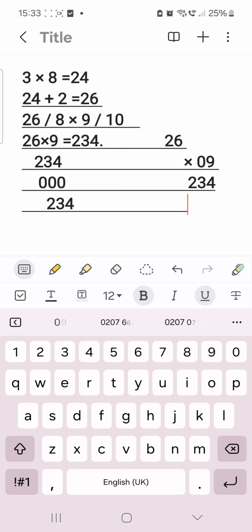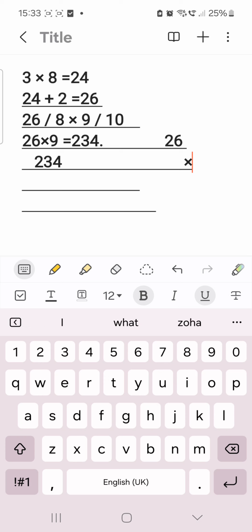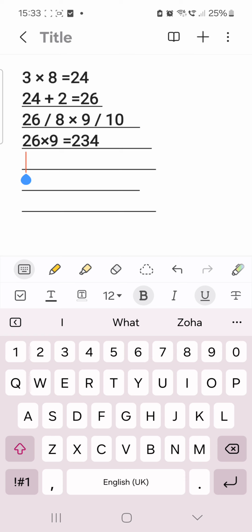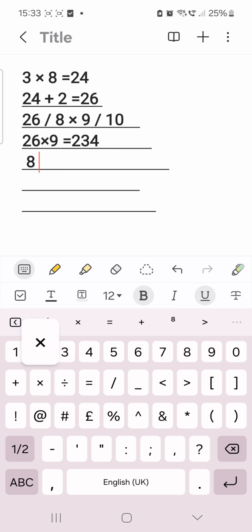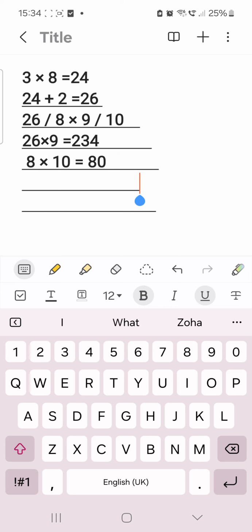Now you know how to do this, hopefully. So next you have to do is 8 times 10, which equals to, obviously you guys are gonna know, 80. So yeah, don't mind me.